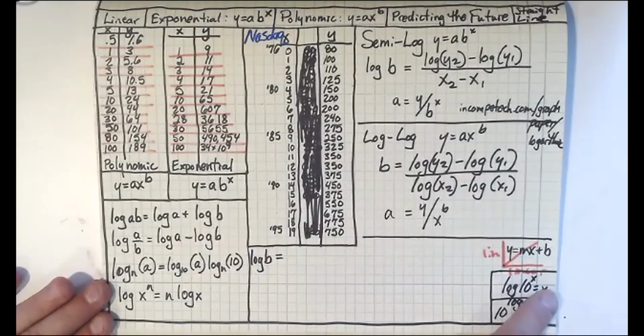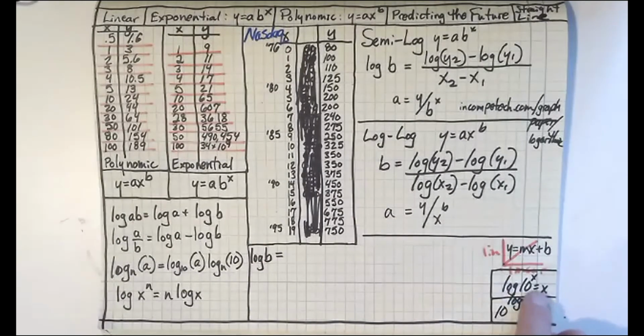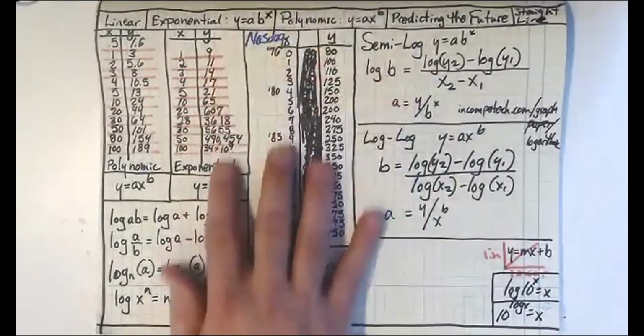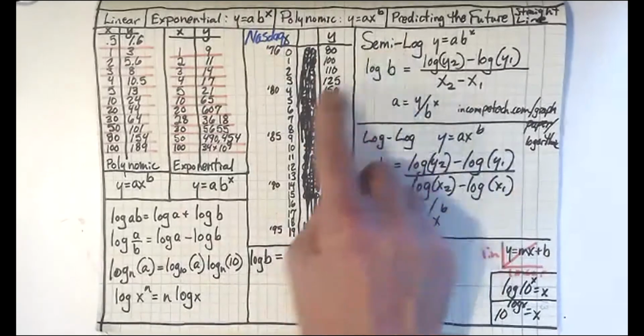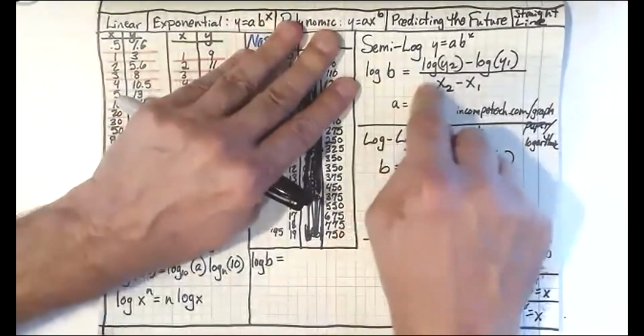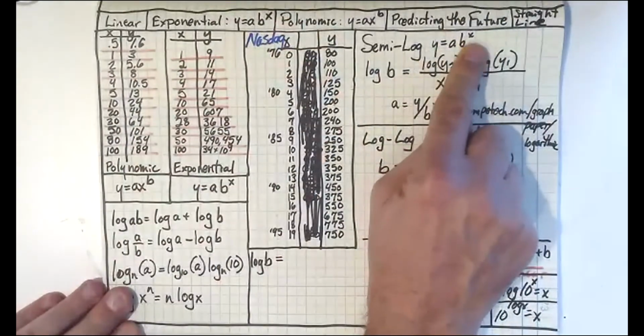Log of 100 is 2. Log of 1,000 is 3. And isn't 1,000 1 times 10 to the 3? Right. See, so everybody knows how these work. Or 10 to the log x equals x because they're inverse functions of each other. Does everyone see that? So the way that you would figure out how to do this is to follow this thing that I've got up here. This is for the semi-log, or for the y equals ab to the x.